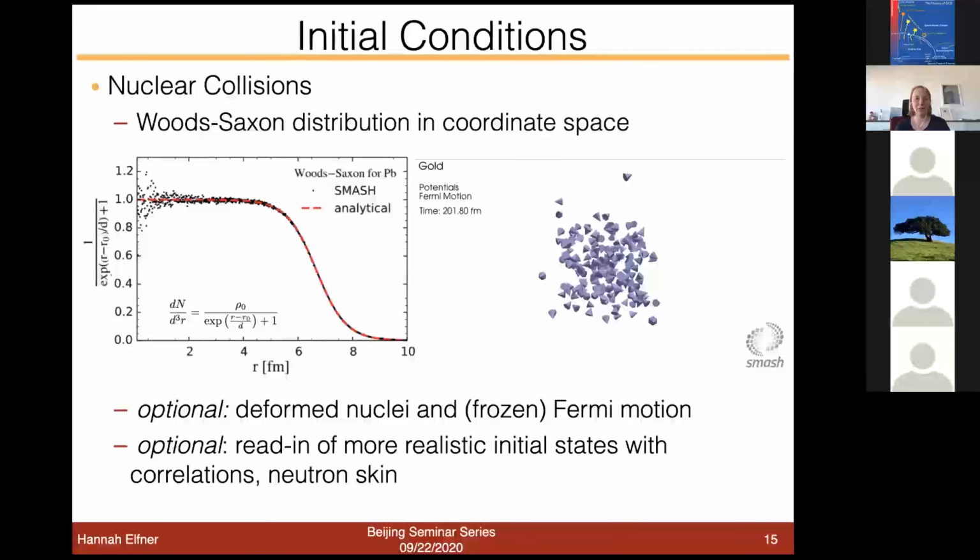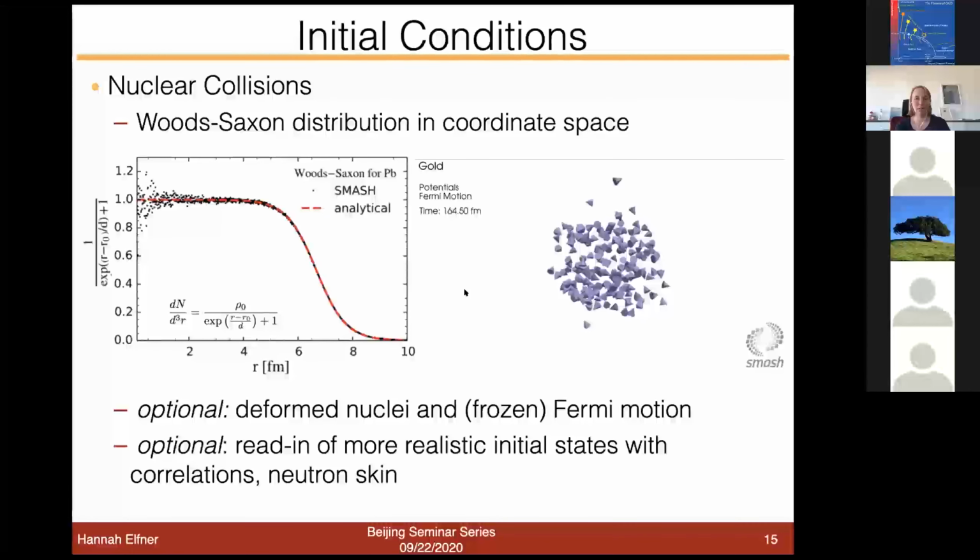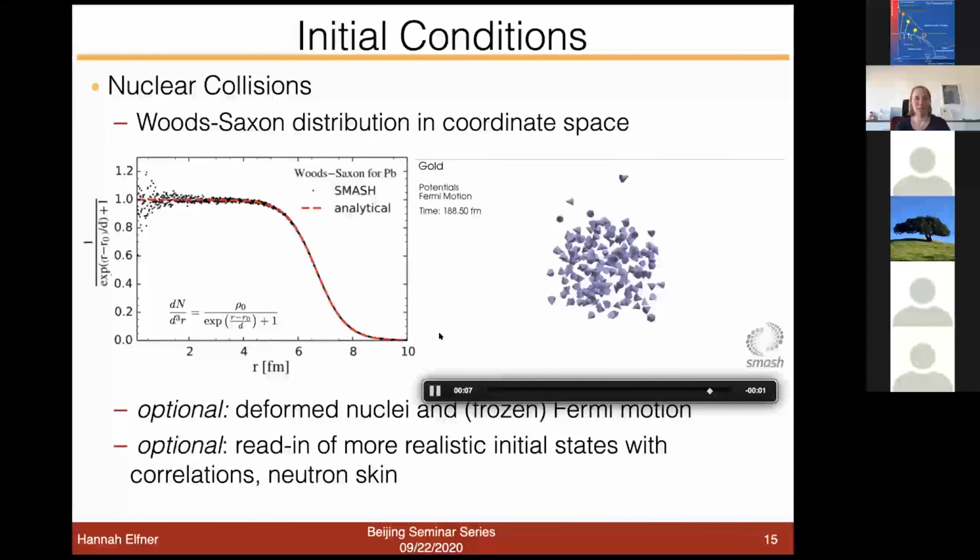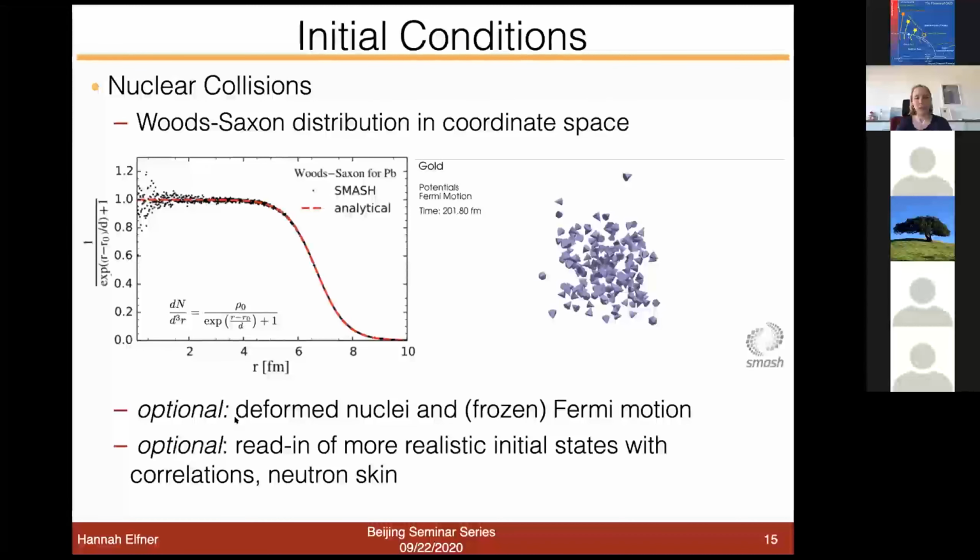So you see this simulation runs until 200 fm. We don't need the nuclei to stay together that long, because before they will have collided. We also have the possibility to initialize deformed nuclei, and we can also freeze the Fermi motion. So for higher energy collisions, the potentials are not that important anymore, and then one uses something that is called the frozen Fermi approximation. So you just have the Fermi motion included, and your nucleus still doesn't fly apart, because you don't take that into account when you propagate the particles.